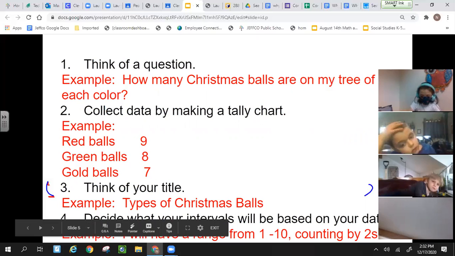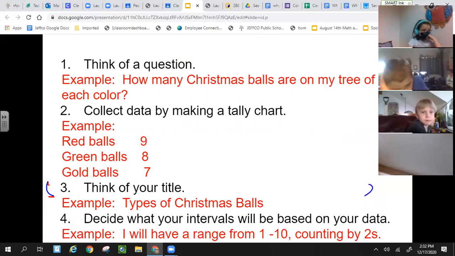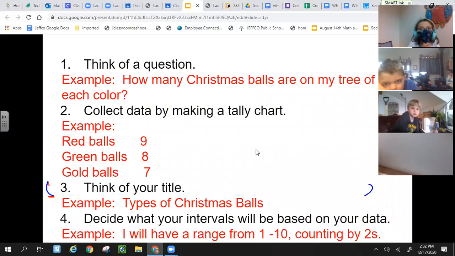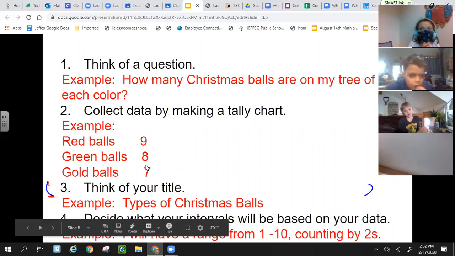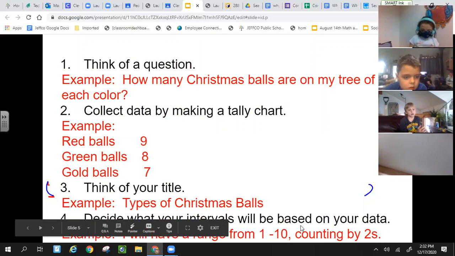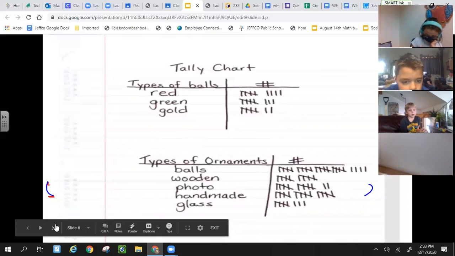In order to make my graph, I had to think of a title. Since my question was about Christmas ornaments and the types of Christmas balls, I decided to title it Types of Christmas Balls. And then I have to decide what my intervals will be based on my data, like the numbers. Well, because I knew I had a range here, the lowest amount I could have had was 1 or 0, I guess, but it went all the way up to 9. So I wanted it to go more to an even number. So I thought I would probably count by 2. So let me show you this process.